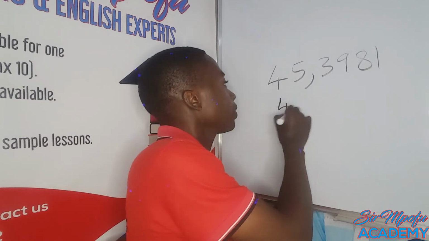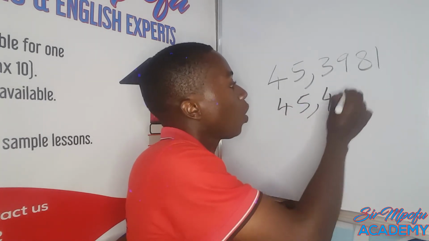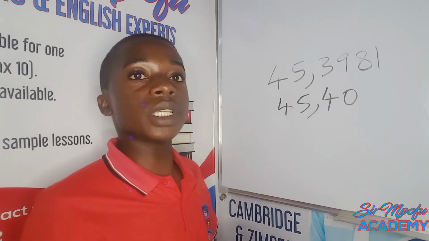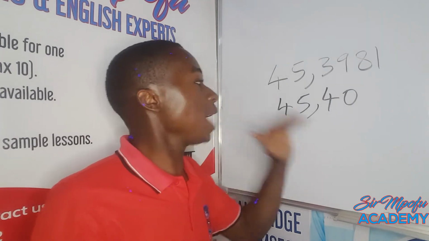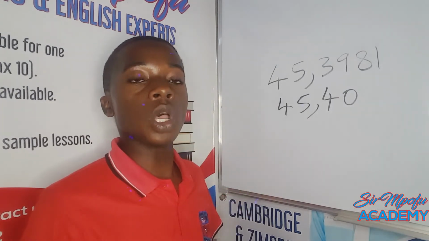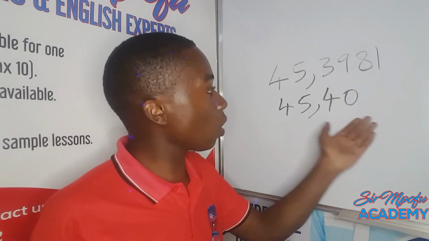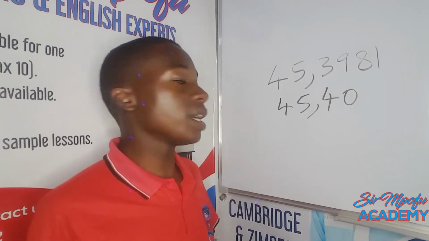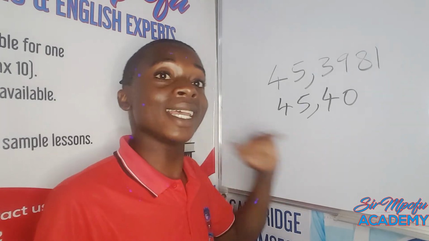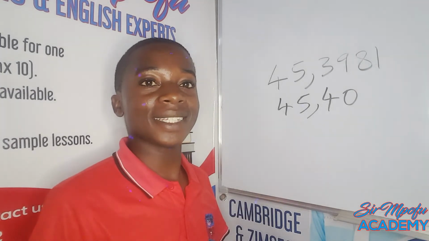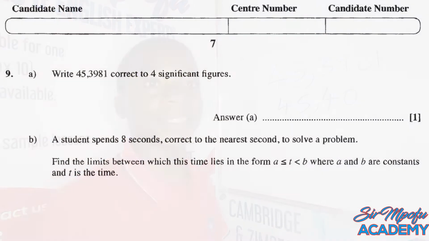Our answer will be 45,40. Remember, this 0 is important. It should be there because we are asked to leave it to 4 significant figures. So we want to see 4 significant figures. Remember, a 0 after a number that is not a 0 is counted as a significant figure. I hope that you are understanding.